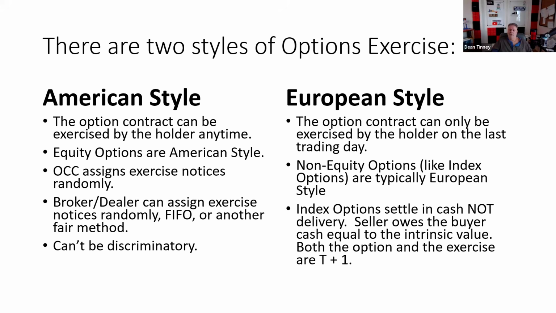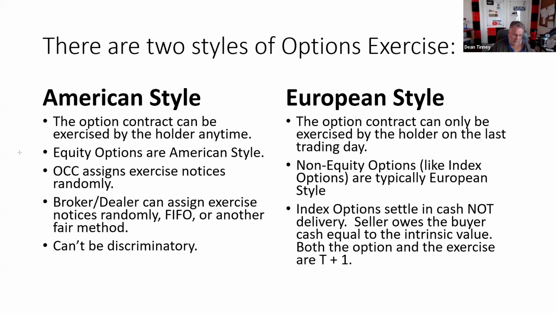I could do that. I know the guy who sold the October is going to be shocked when he gets the exercise notice. He goes, what do you mean? It's in October. Well, you didn't read the OCC disclosure document. American style means the holder can exercise anytime. Very testable. The OCC assigns exercise notices randomly.